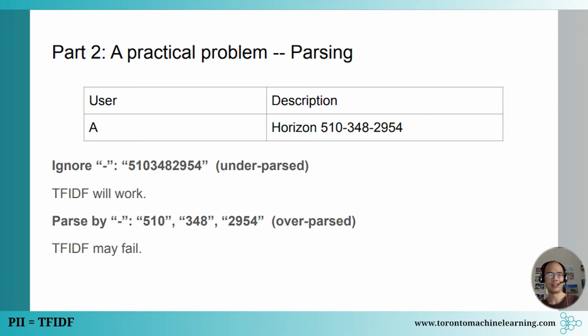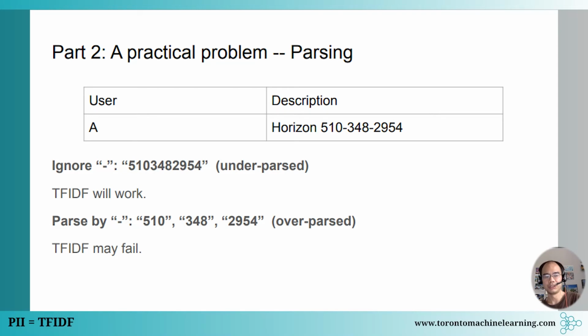So I'll give you one practical example. This is a user who has gotten a bill from a cell phone company, and you can see the cell phone number is there. Before we can apply TF-IDF, before we can compute the frequency of any single token, we need to parse the string to define what is a token. In this case, you can say, I'm going to ignore the dash, so I put all the numbers together. That gigantic cell phone number is one token.